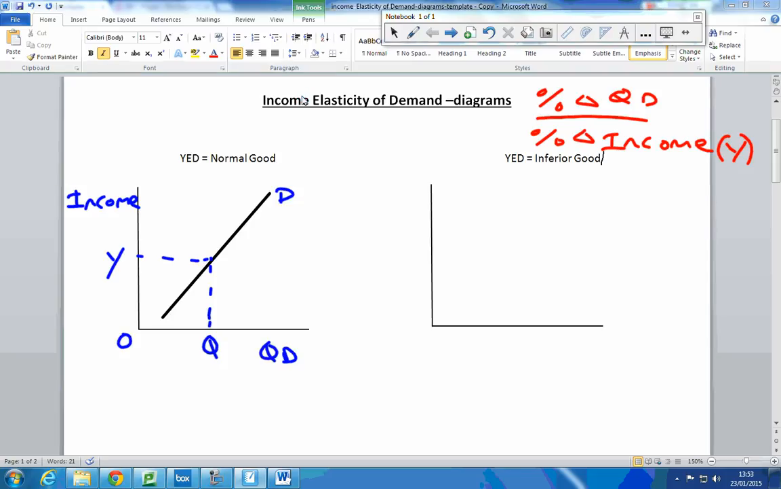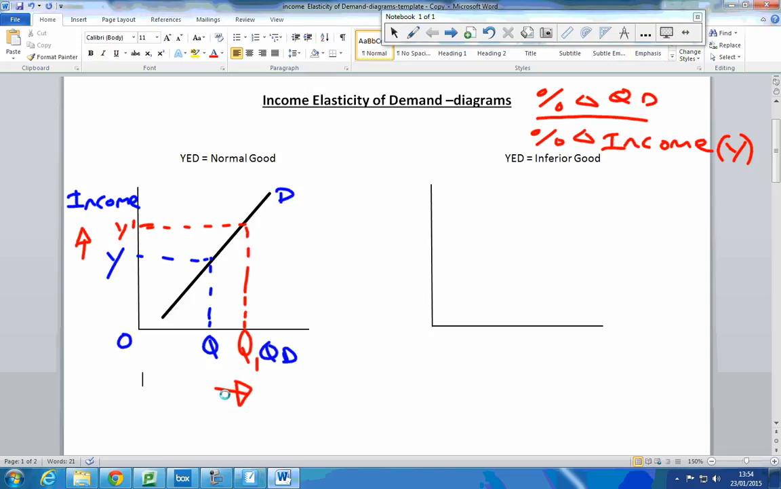Now let's imagine that there is a rise in income, let's say to Y1. When there's a rise in income, an upward sloping demand curve with income on the y-axis will show an increase in quantity demand. In other words, if you have more money, from Y to Y1, you will actually consume more, from Q to Q1.